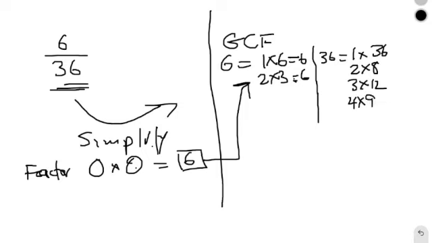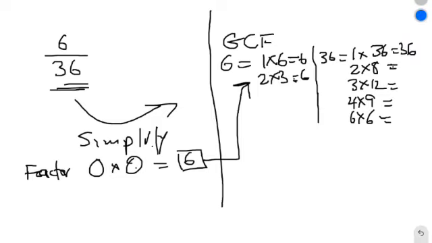Can 6 go into 36? Sure can. 6 times 6 is equal to 36. And I believe that's it. I believe those are the factors. Let's just verify. Can 7 go into it? 4 8s are 32, 5 8s are 40. So yeah, these are all the factors.